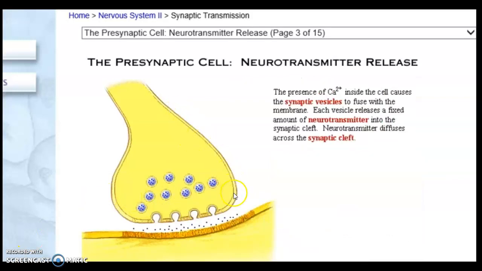So we saw our action potential come down. We saw our calcium voltage gates open up, calcium went inside, triggered our motor protein to pull our vesicles full of the neurotransmitters and fuse the membrane-bound vesicle to the end membrane, releasing the neurotransmitters into the synaptic cleft.